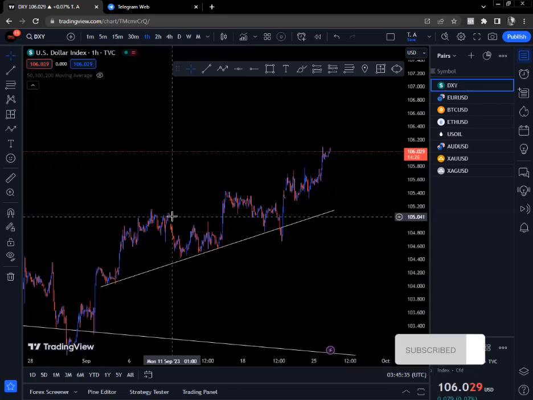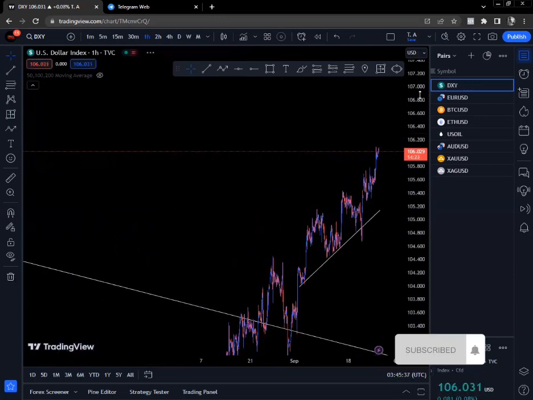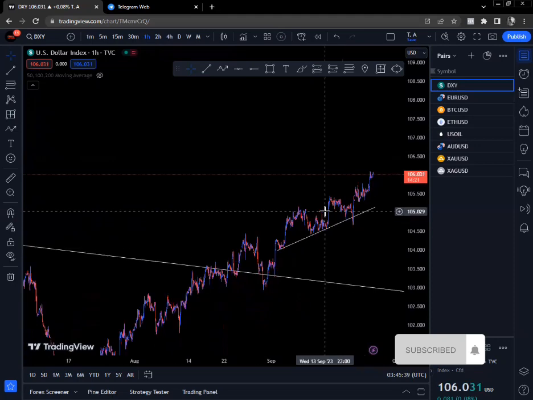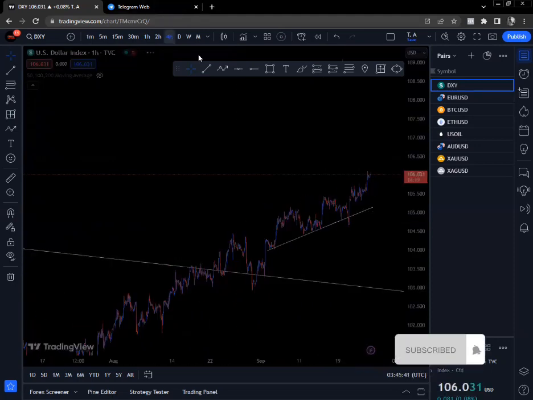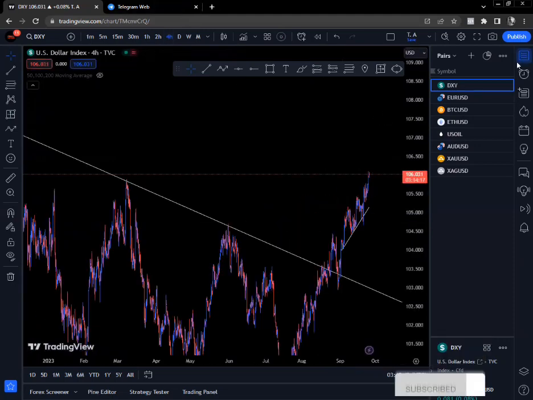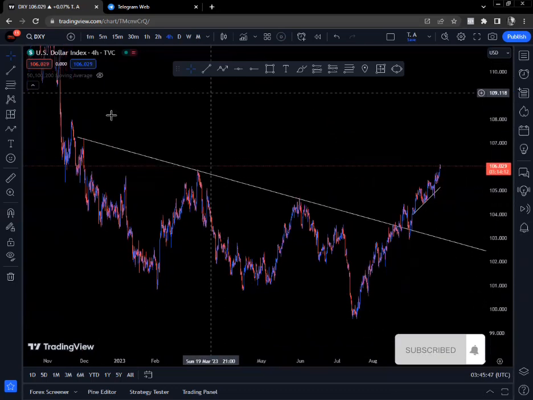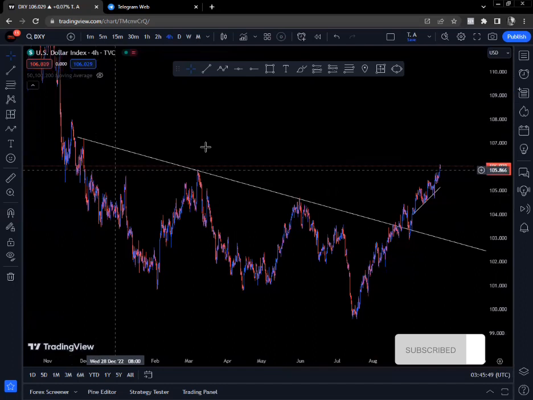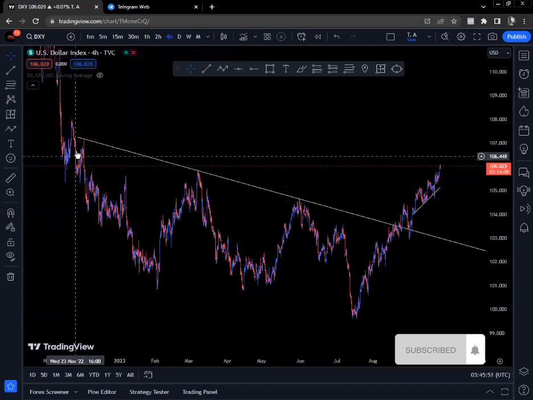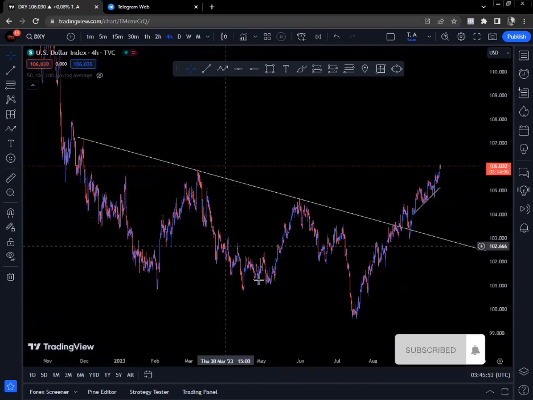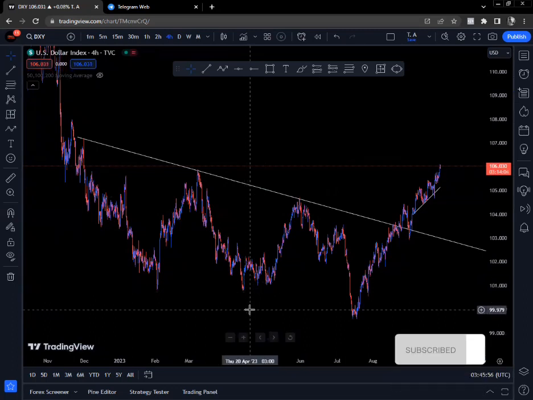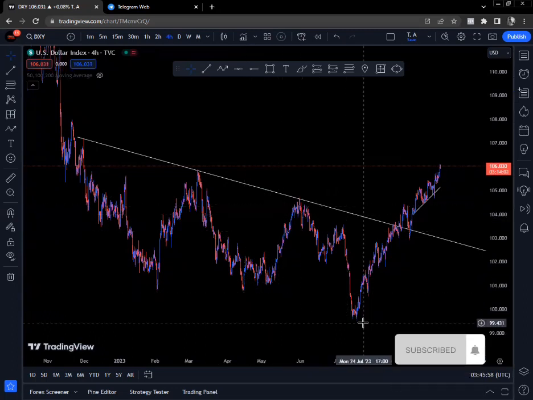So this is what I'm looking at. If you know me well, I normally use the XY for my analysis. I started on a 4 hour time frame. I normally look at where the market's going. As you can see, the market was going down, doing lower highs and lower lows, lower highs and lower lows.